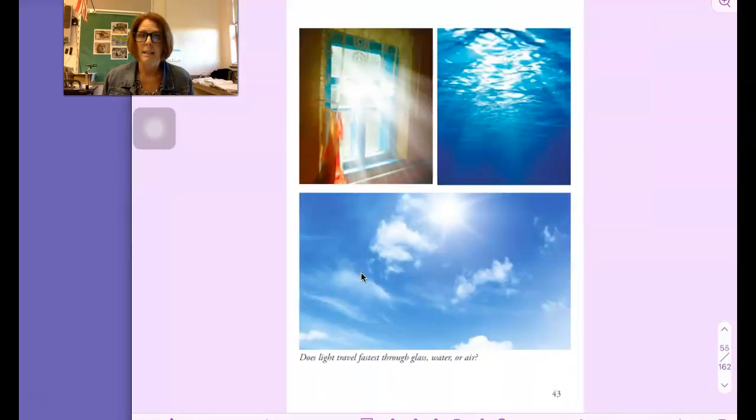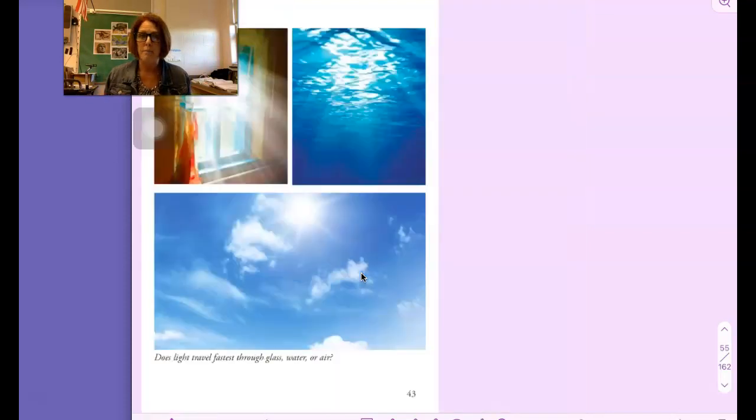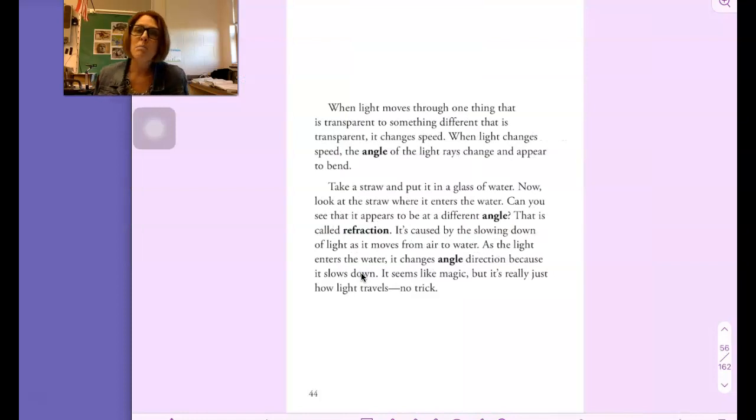And here we can see light going through air, glass, and water. It travels fastest through which one? Air, because there's nothing blocking its way. When light moves through one thing that is transparent to something different that is transparent, it changes speed. When light changes speed, the angle of the light rays change and appear to bend.